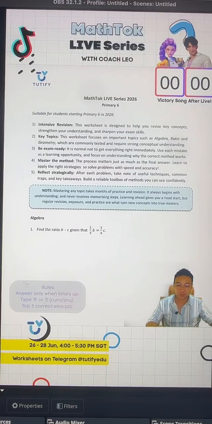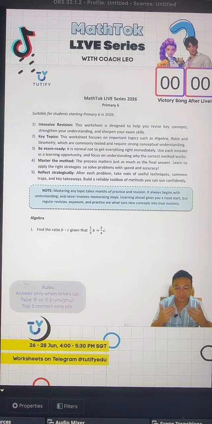Here's how it works. When I ask for an answer, the first 3 correct answers in the chat will score points for your team. Please type your answer with the letter R or J. Then I'll know which team you're from. Also, don't answer too early. Only give your answer when I ask for it. If not, it will be invalid, okay?